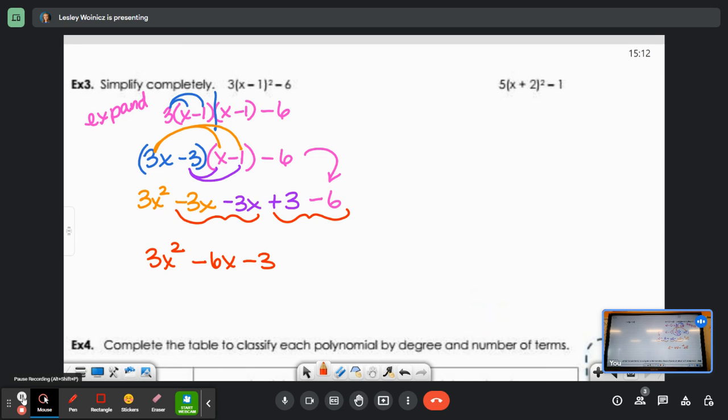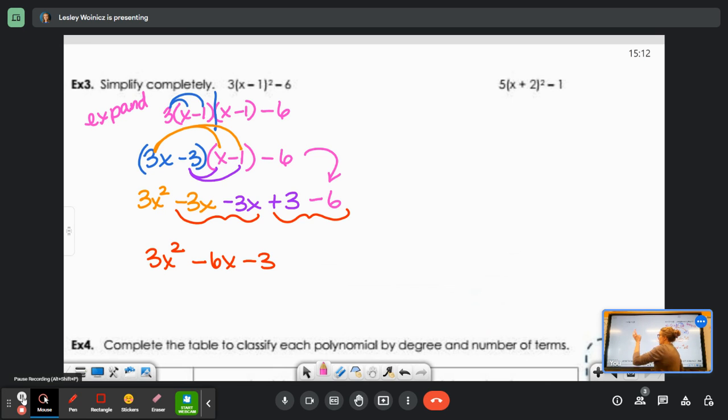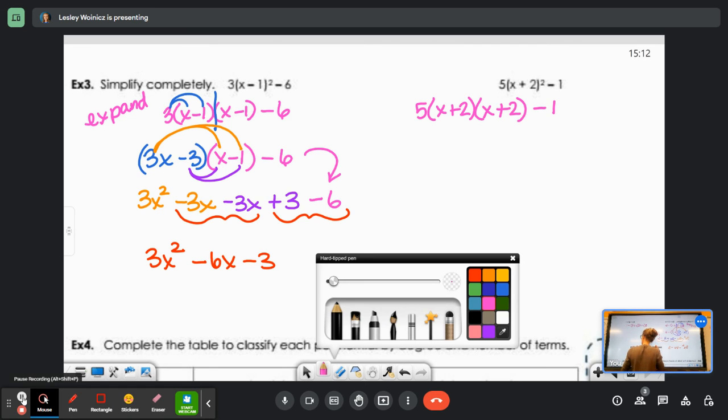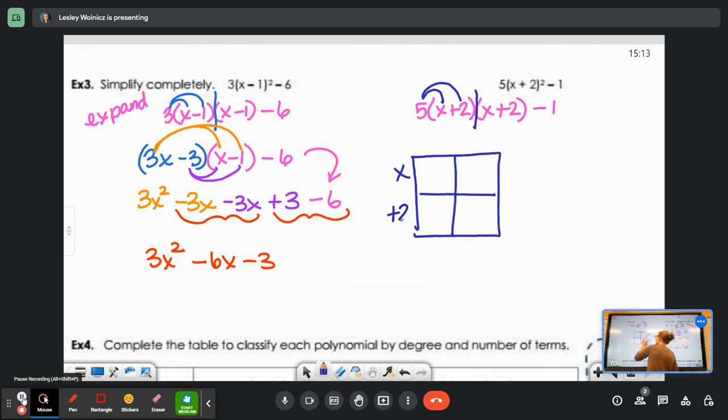Okay, we're going to do the next one with a box. All right, box people. It's your time. Okay, so first we have to expand. So we'll write 5 times x plus 2 times x plus 2 minus 1. I'm going to distribute into my first set of parentheses and stop. So that result is going to go on the top of the box. I can already put x plus 2 down the side, so it's ready.